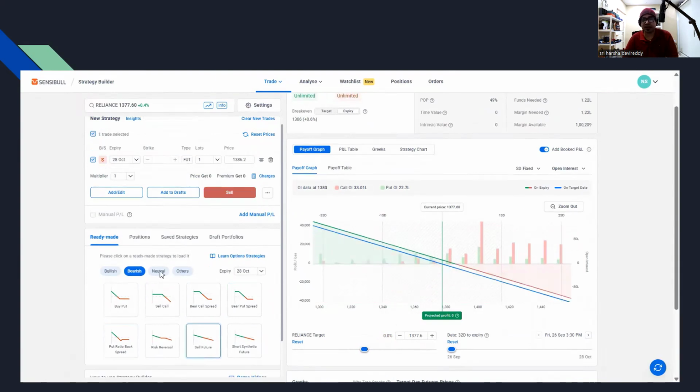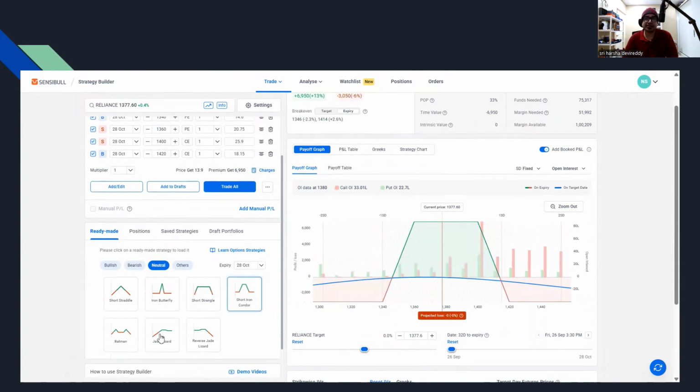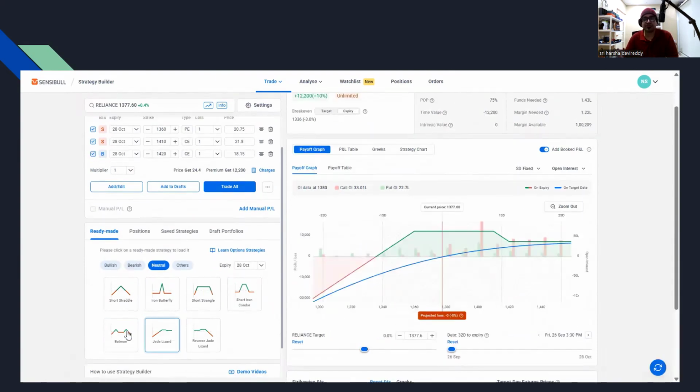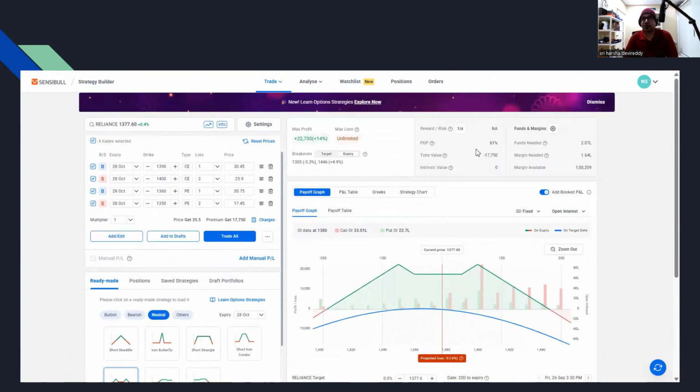This is again a put back ratio spread. This is the synthetic future. So these are non-directional strategies. This is iron condor. Okay, and this is one of the other famous ones, Batman strategy and Jade Lizard. These are the new famous ones. So these are also non-directional strategies.